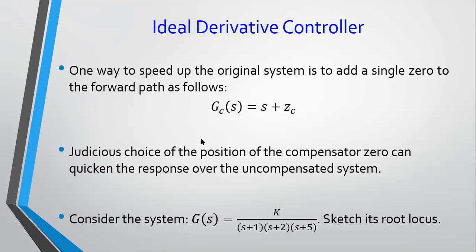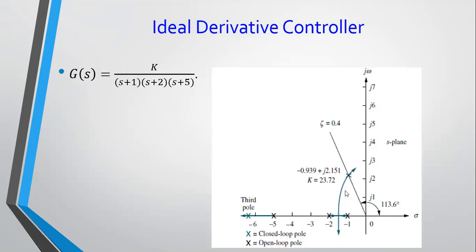So let's consider an example to illustrate how this design is done. Let's take a system like this, K over (s+1)(s+2)(s+5). You can see here you don't have any finite open loop zero, but you have 3 finite open loop poles at -1, -2, -5. So if we sketch a root locus, we're going to get something like this. You have poles at -1, -2, and -5. If you apply the rules we've seen earlier, you would have a breakaway point between these two poles here, and this one is going to go to infinity.